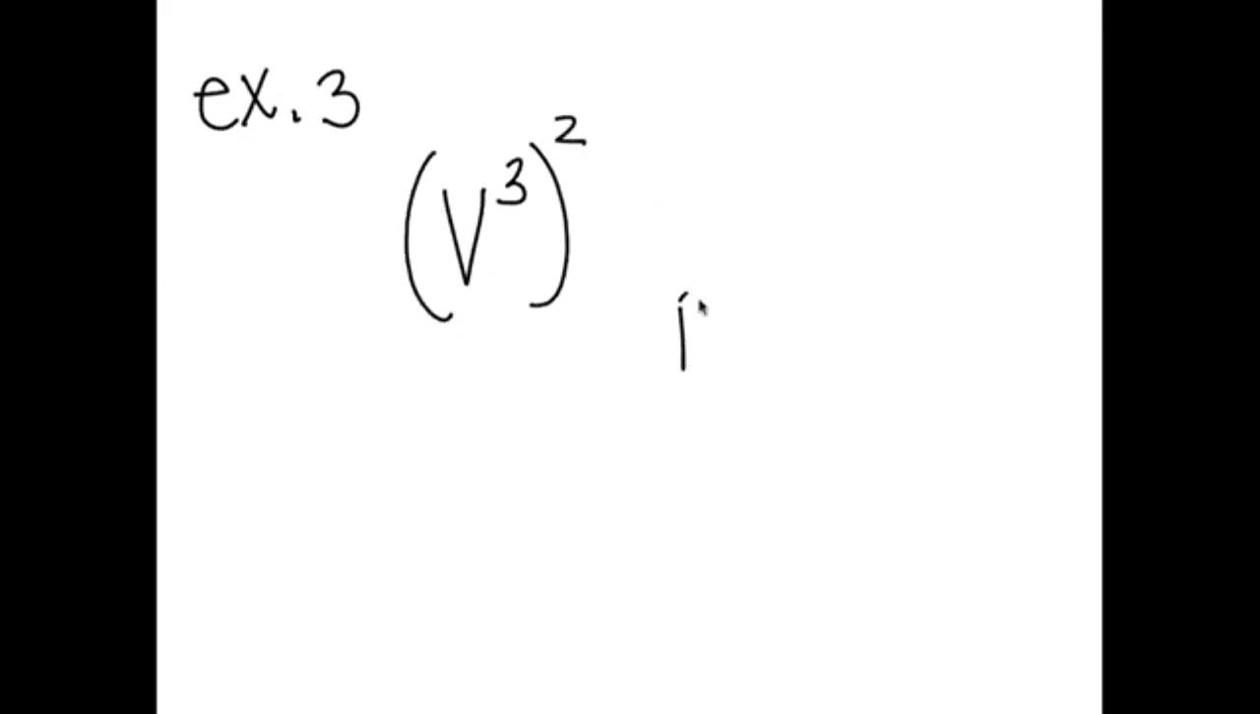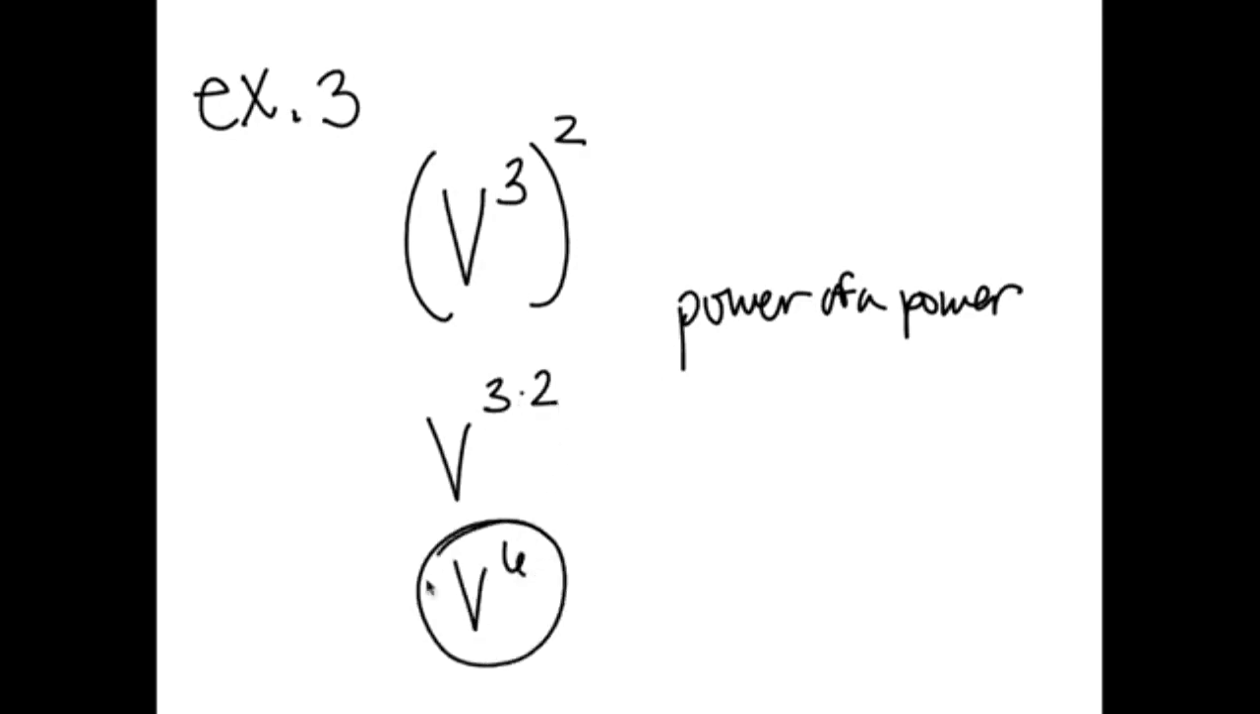Example 3. v to the third power to the second power. This is an easy one. We're looking at a power of a power. Multiply our exponents, and we get v to the sixth.